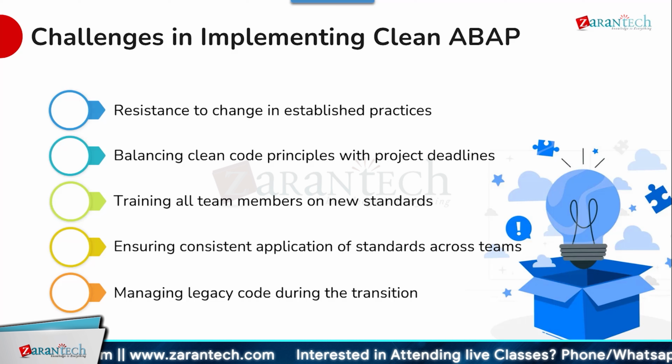Additionally, training all team members on new standards can be daunting. If one member isn't on board, it can affect the entire team. Ensuring consistent application of standards across teams is another critical challenge. Variations in understanding can lead to code inconsistencies. And finally, managing legacy code during the transition can slow down the process. Teams must find ways to integrate new standards without disrupting existing systems. So basically, overcoming these challenges is crucial for successful Clean ABAP implementation.